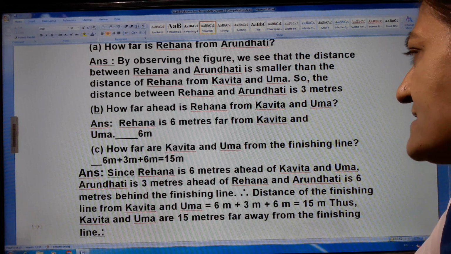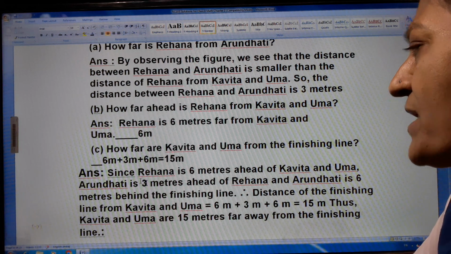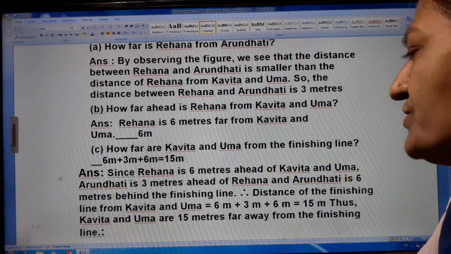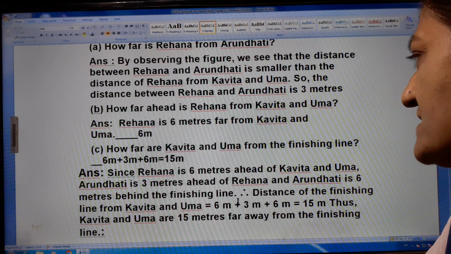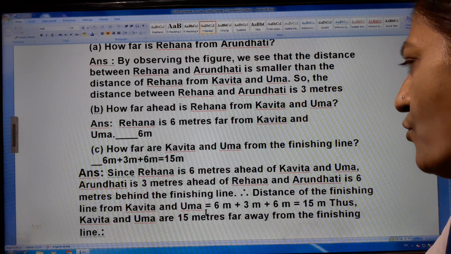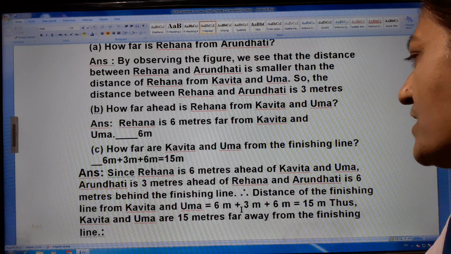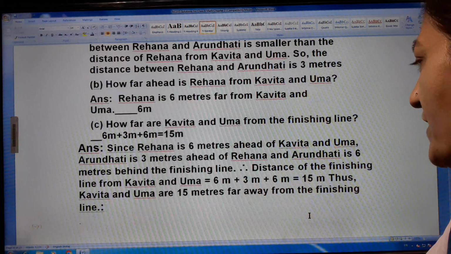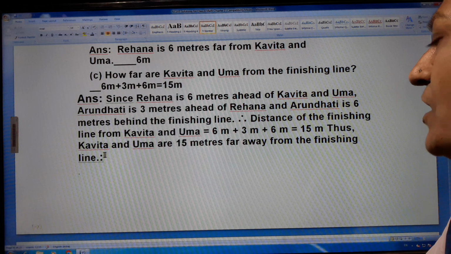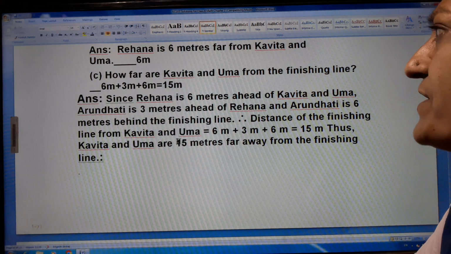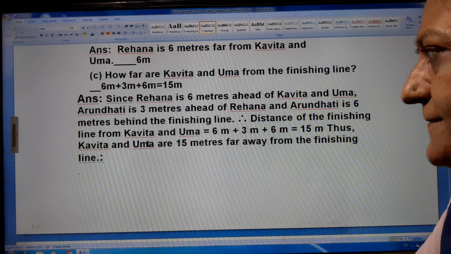Since Rehana is 6 meter ahead of Kavita and Uma, Arundhati is 3 meter ahead of Rehana, and Arundhati is 6 meter behind the finishing line, the distance of the finishing line from Kavita and Uma is equal to 6 meter plus 3 meter plus 6 meter is equal to 15 meter. Thus, Kavita and Uma are 15 meters far away from the finishing line. This is the answer part.